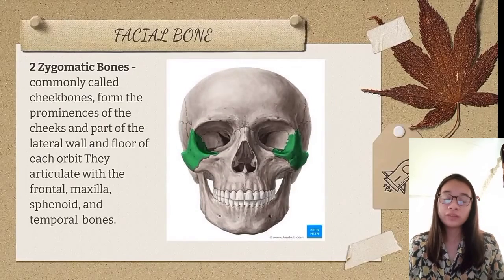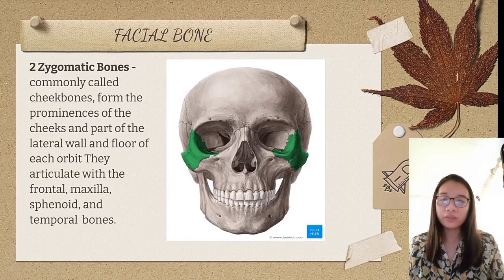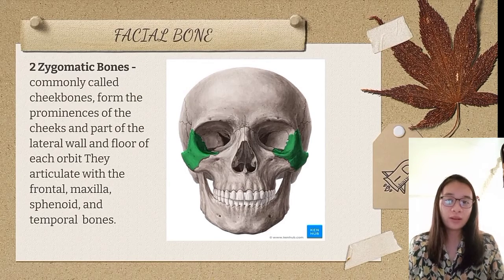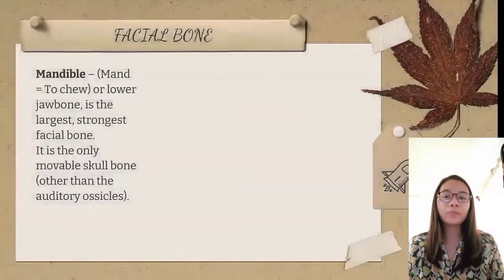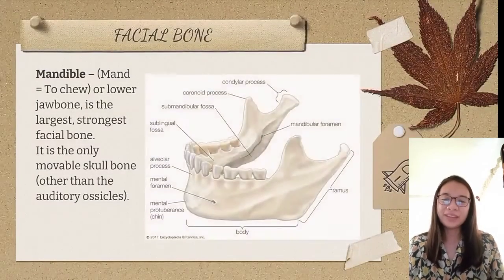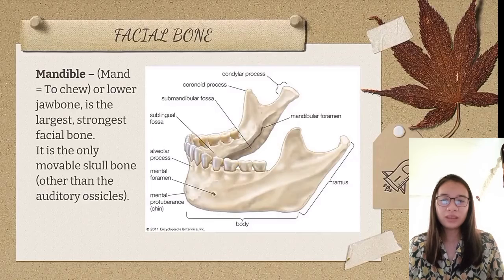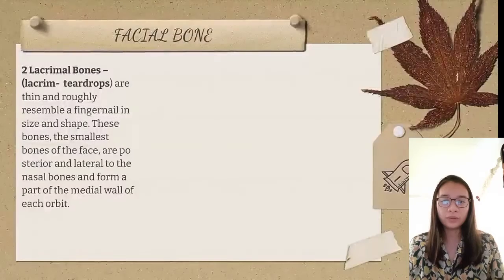The third one is the two zygomatic bones, the cheekbones. They form the prominences of the cheeks. They articulate with the frontal, maxilla, sphenoid, and temporal bones. The mandible. This bone is familiar to all of you since we use it to chew food. It is the strongest, largest, and the only movable skull bone.